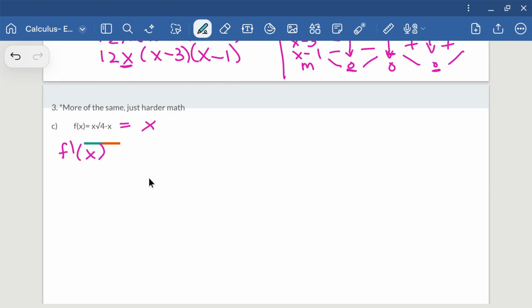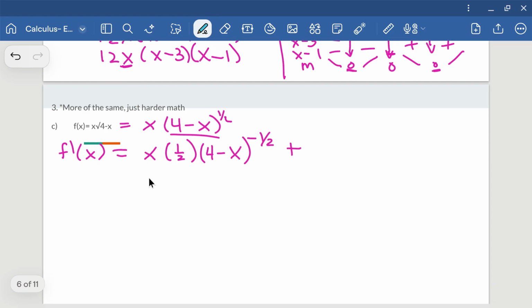I'm going to rewrite this before I start as x times 4 minus x to the power of a half. And then keep going from here. If I am finding f prime, why this is harder is that now we're using more rules. So we would have to use the product rule here. We would take our starting value x and multiply it by the derivative of the second term. So we're going to multiply this by a half, and then times 4 minus x to the power of a half minus 1, which is negative a half, times negative 1. Add on your second term, which was 4 minus x.